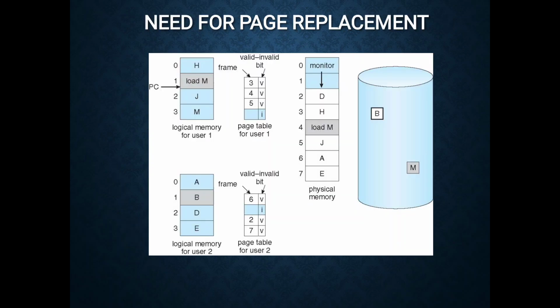So, the need for page replacement. We want to load the process in user 1. So that is referred from the shared memory, but because it is not available in the physical memory, it is restored into the physical memory.